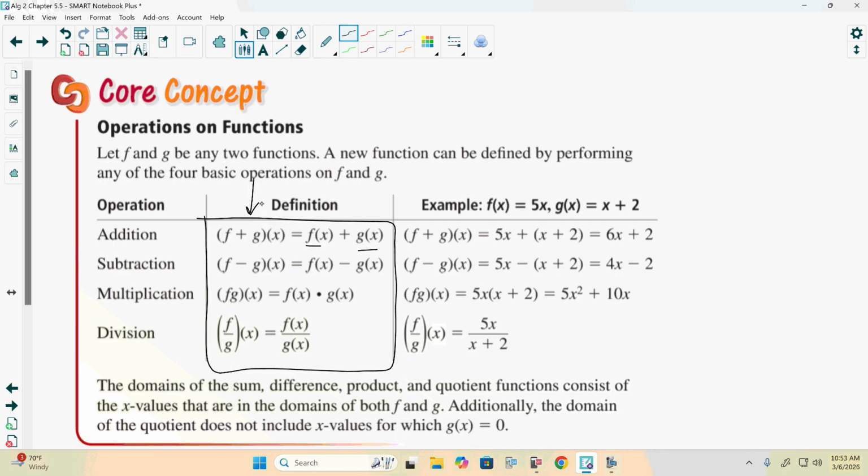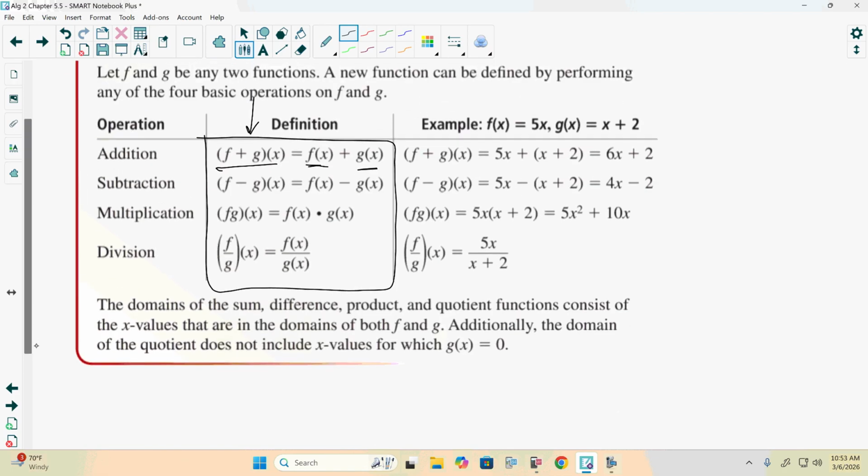Realistically, it's not that much shorthand. It's not that much simpler to write f plus g of x as f of x plus g of x. We're just simplifying a few sets of parentheses. There's not a whole big difference between the two. But when we see f plus g of x, we're saying that we're going to add the two functions together. F minus g of x, we're going to take f of x and subtract from it g of x. That's all it means. F times g of x, we're just multiplying the two functions together.